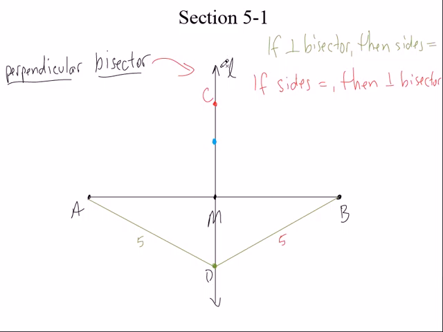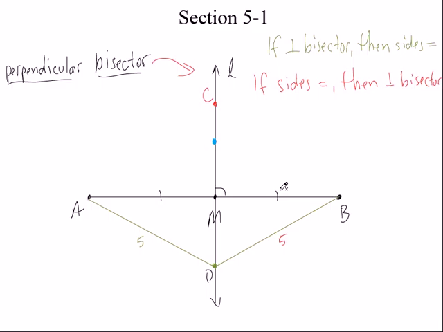What must be true about line L then? If the sides are equal, then what's line L? It's a perpendicular bisector, which means what kind of an angle must be here then? That must be a right angle. And what must be true about AM and MB? They must be equal to each other, right? Do you see the difference?